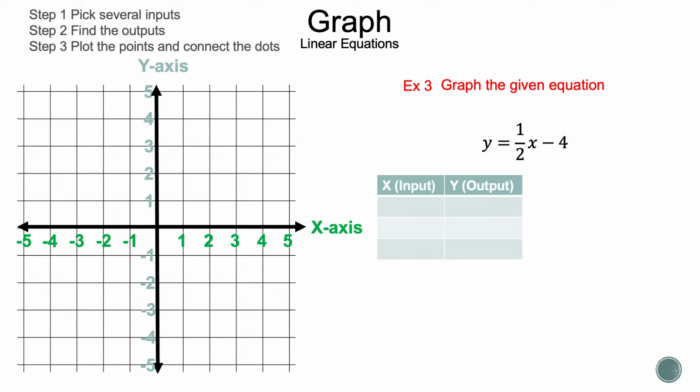Now let's take a look at example 3 with the equation y is equal to 1/2 x minus 4. This time our inputs are not going to be the same. And why are they going to be different?